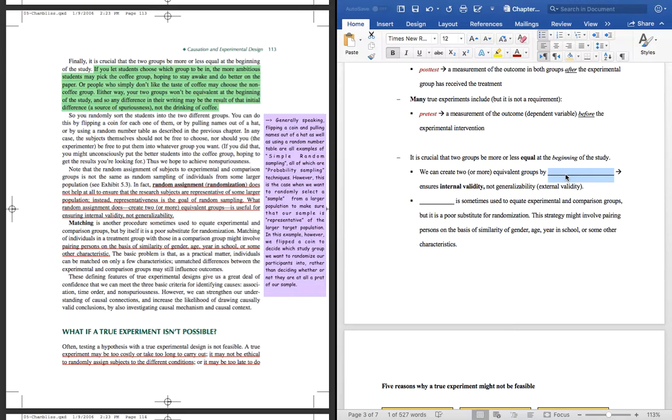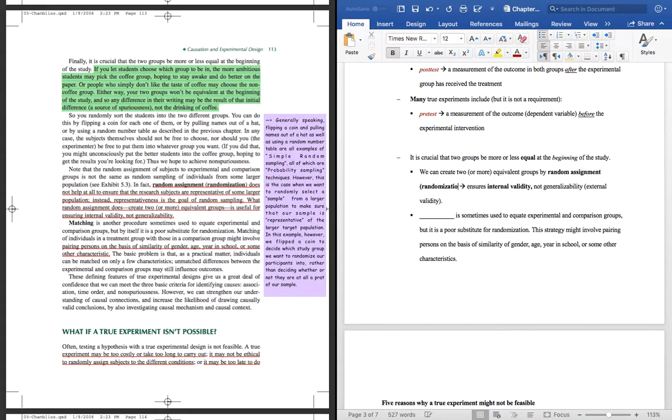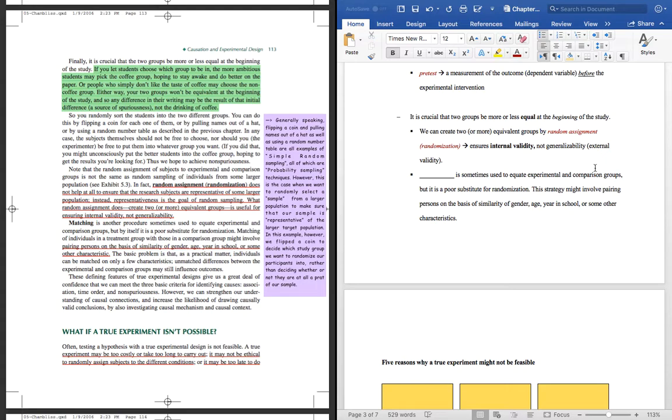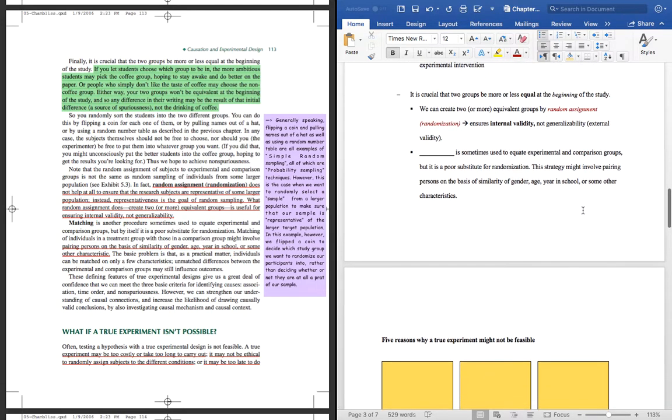The approach that we choose to make sure that our groups are equal at the beginning of a study before we establish any treatment is by random assignment or randomization, meaning that we randomly assign participants into one of our study groups. Either it's a control group or it's a treatment group. Random assignment ensures internal validity and not external validity. You will learn more about internal and external validity later in the article.